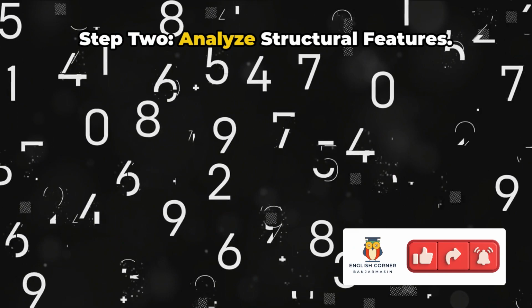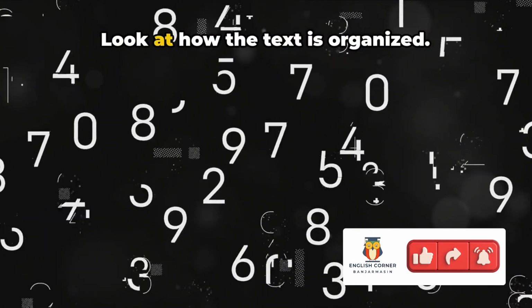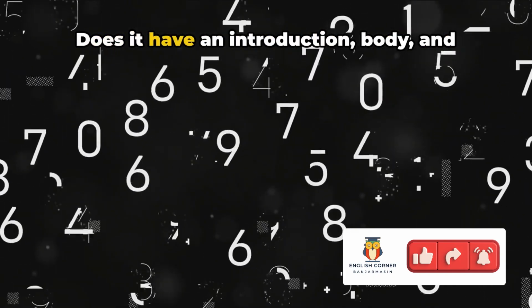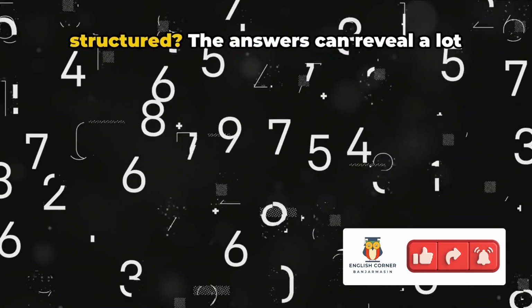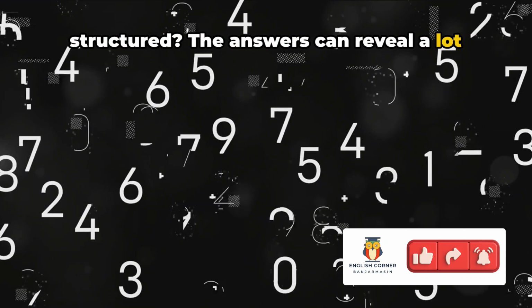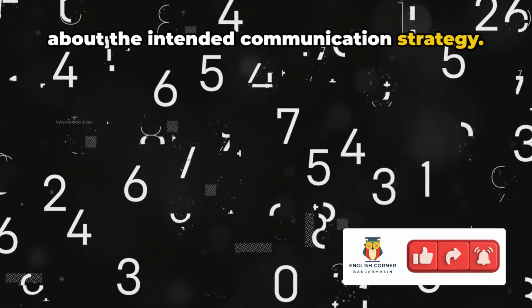Step 2. Analyze structural features. Look at how the text is organized. Does it have an introduction, body, and conclusion? How are the arguments structured? The answers can reveal a lot about the intended communication strategy.